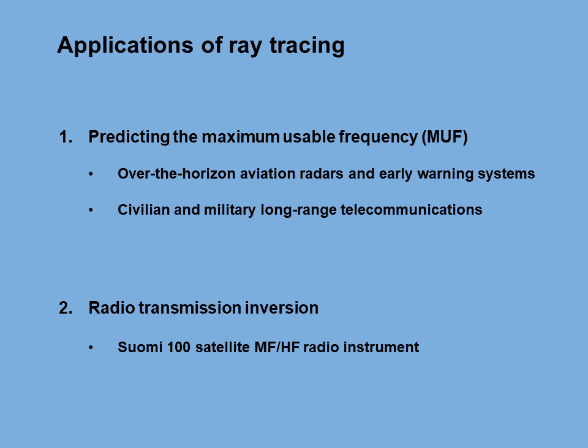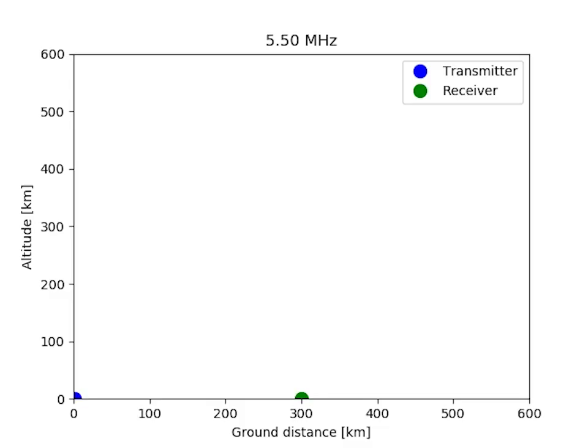The other application is in radio transmission inversion and the Suomi 100 satellite, to which I will get to in a bit. Let's see how the maximum usable frequency can be predicted. I have placed two ground stations 300 kilometers apart. The ionosphere is generated from the International Reference Ionosphere model at this particular time of year, time of day, and geographical location. What you're going to see is how the blue transmitter at the bottom left starts transmitting in all directions at a frequency of 5.5 MHz.